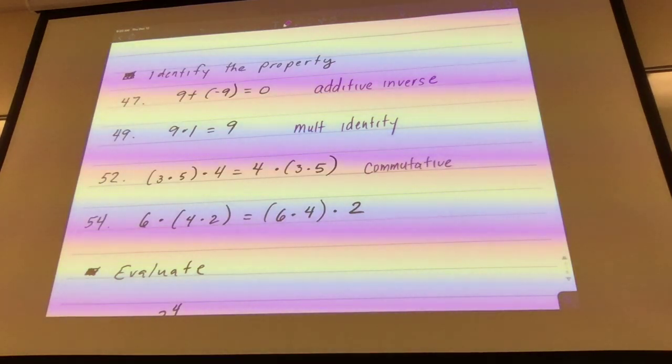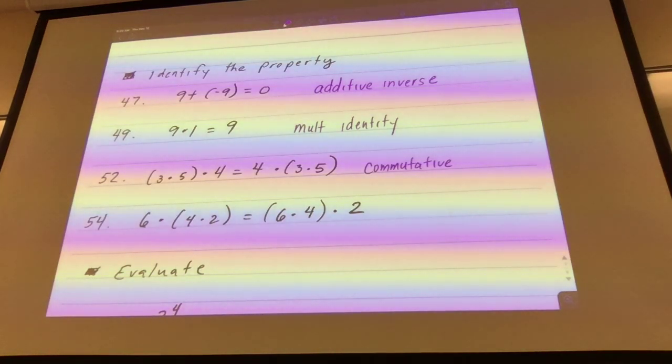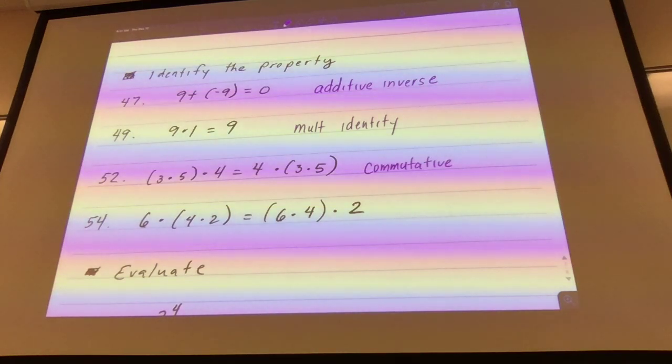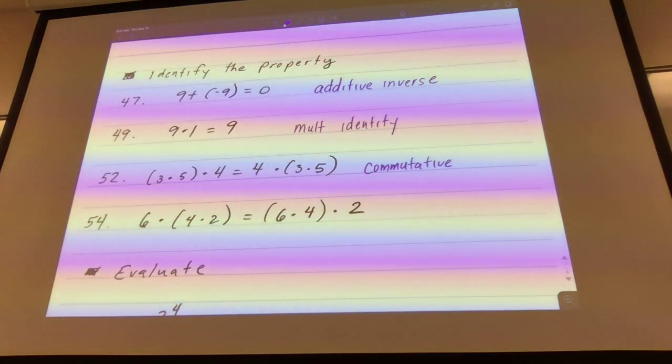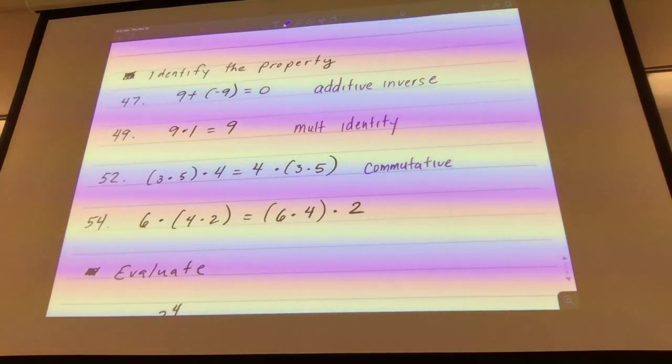You can't always just assume that the one with parentheses is associative. It's all about the order in that one. So for 54, when we look at it, drop the parentheses and everything else and just zone in on the actual values. 642 equals 642. Associative, because all it did is change the parentheses. So that was associative.